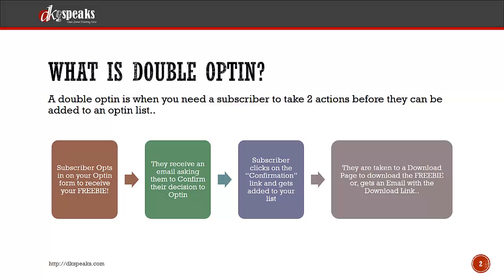Once they click on the confirmation link, they get added to your list and they are taken to a download page from where they can download the freebie, or they are taken to a page where they are told how they're going to receive the download link for their freebie.